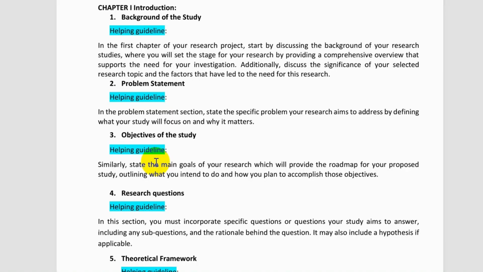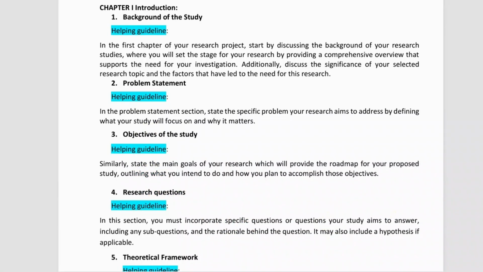Another thing is you are not required to add any references or citations for both the objectives and research questions, because these are your own project's objectives and research questions. So there is no need for any citation or references for these two parts of the research project. After that, you have to write the research questions.